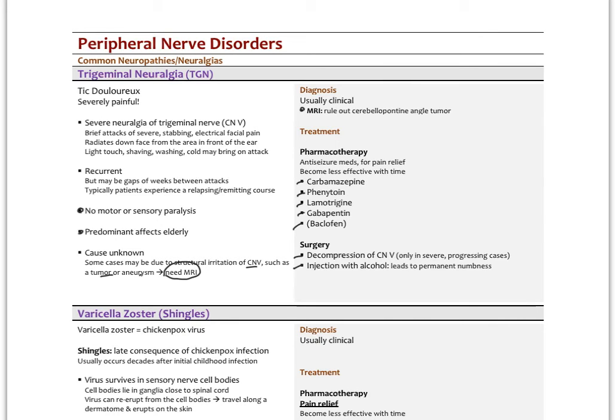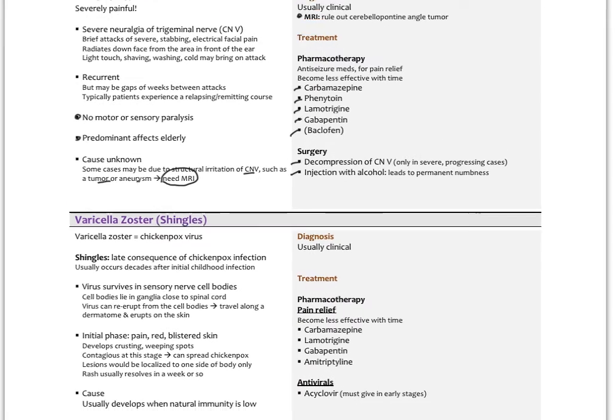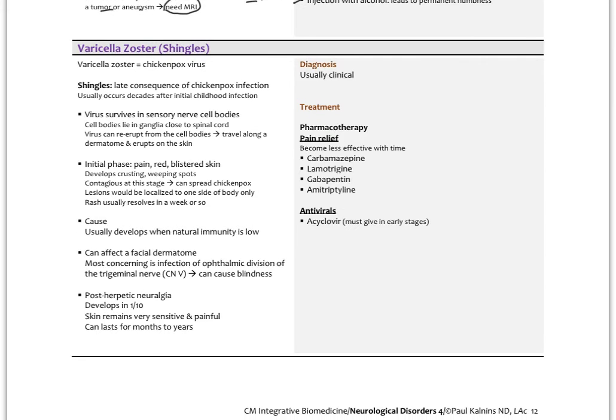And then there is varicella zoster, shingles. This is caused by the chickenpox virus, and this is a late consequence of a chickenpox virus infection. Chickenpox virus is a herpes virus. So along with herpes simplex, Epstein-Barr, cytomegalovirus, varicella zoster is in the herpes virus family. And herpes viruses infect nerves.